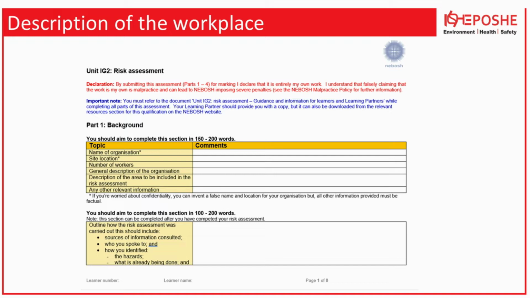Declaration. By submitting this assessment, Part 1 to 4, for marking, I declare that it is entirely my own work. I understand that falsely claiming that the work is my own is malpractice and can lead to NEBOSH imposing severe penalties. See NEBOSH malpractice policy for more details. Important note: you must refer to the document Unit IG2, Risk Assessment, Guidance and Information for Learners and Learning Partners while completing all parts of this assessment.